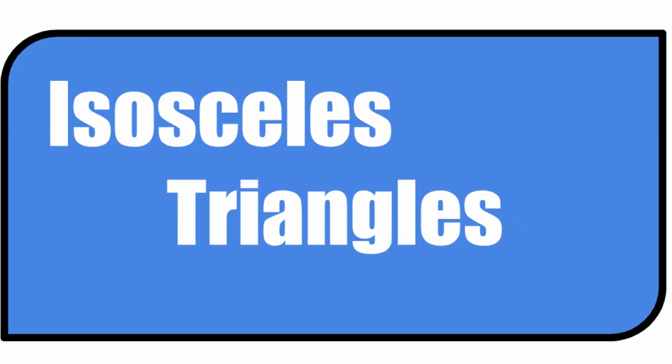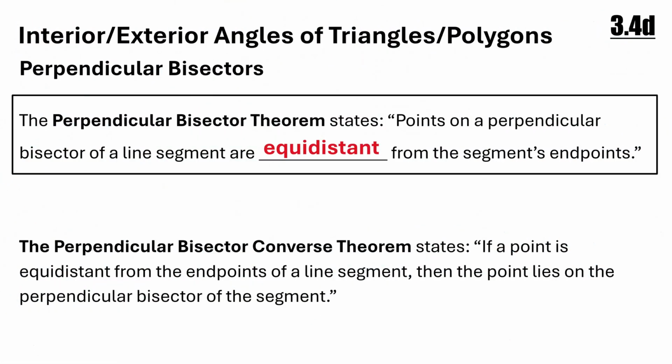This lesson will be over isosceles triangles. The perpendicular bisector theorem states, points on a perpendicular bisector of a line segment are equidistant from the segment's endpoints. The perpendicular bisector converse theorem states, if a point is equidistant from the endpoints of a line segment, then the point lies on the perpendicular bisector of the segment.